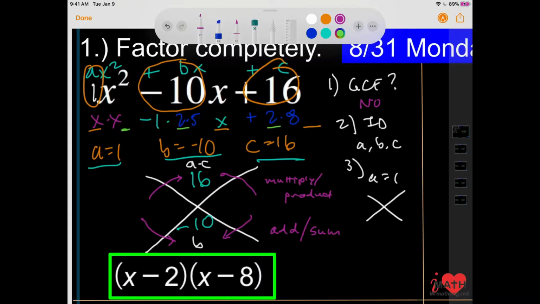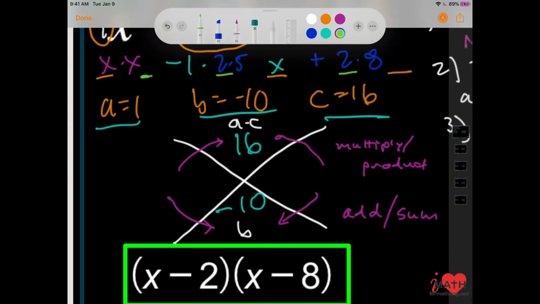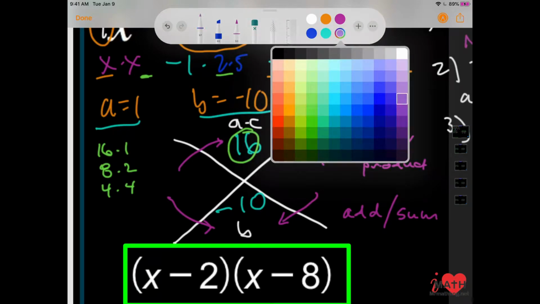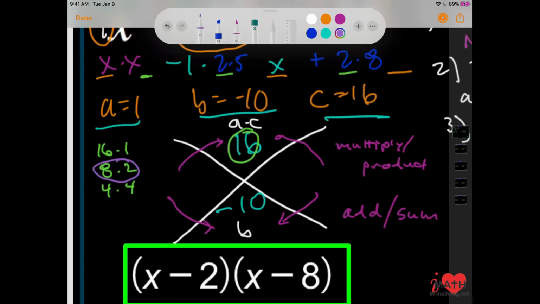Now, one way you can think of those numbers is first think of all the factors of 16. So 16 times 1, 2 times 8, and 4 times 4. Then you're thinking mentally, if you change those numbers to positive or negatives and add those together, does any of those equal 10? And we do have an answer right there. Okay, I'm just going to write those.